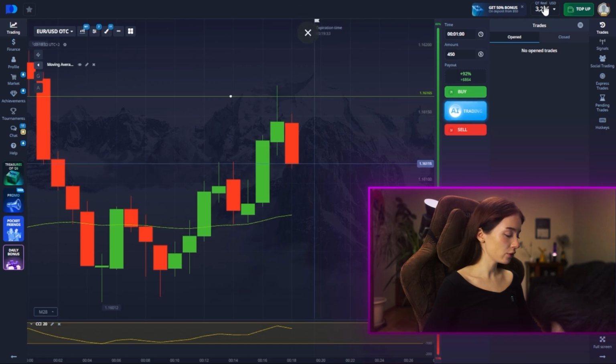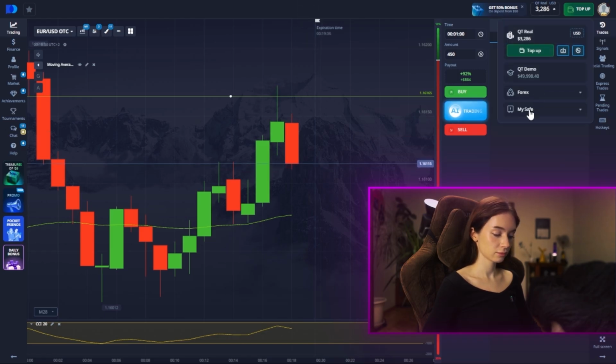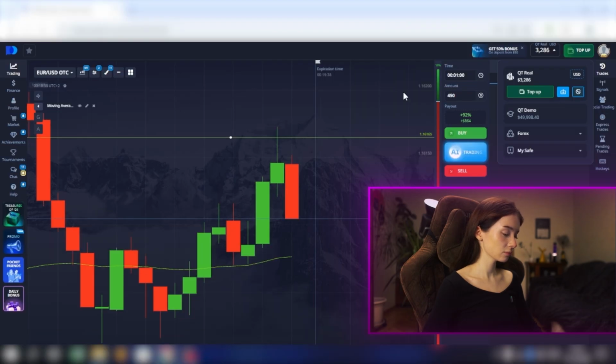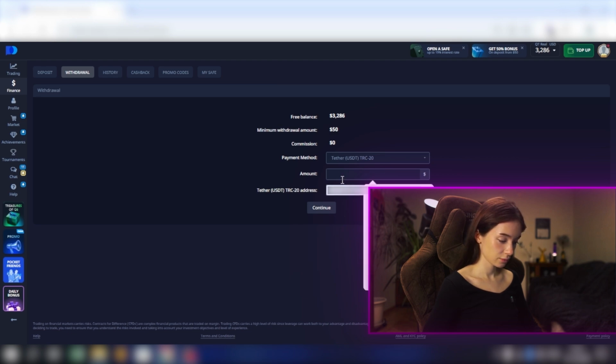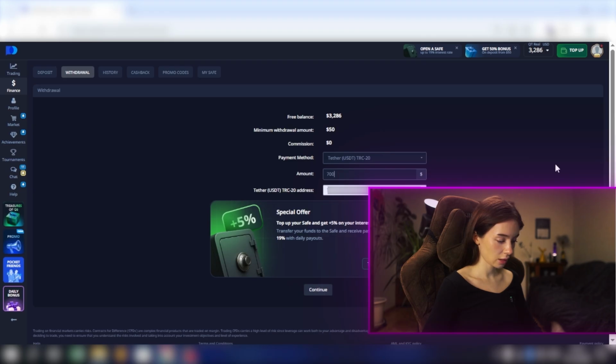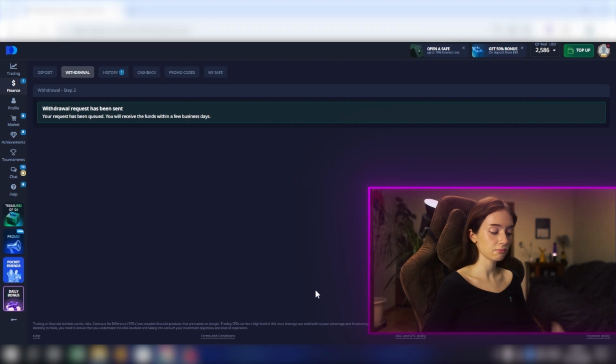Now I will withdraw my profit. As you can see, if you approach trading with a clear head and spend time on technical analysis and indicators, you can earn consistently and well. I withdraw 700, click continue. Well, the funds are sent. In 20 minutes I will receive them.